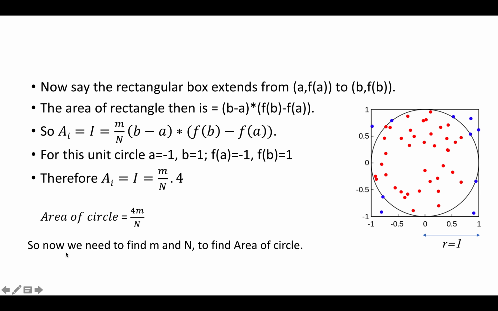So we are left to find the values of m and n. Since n is the number of shots, it depends on us how many shots we are firing, so n is known to us. We have to calculate m using this Fortran program and find the area of the circle.